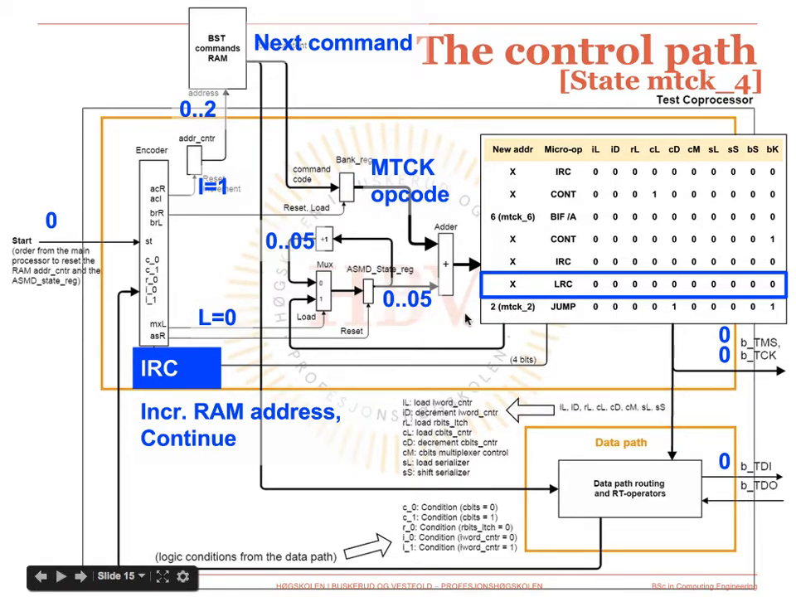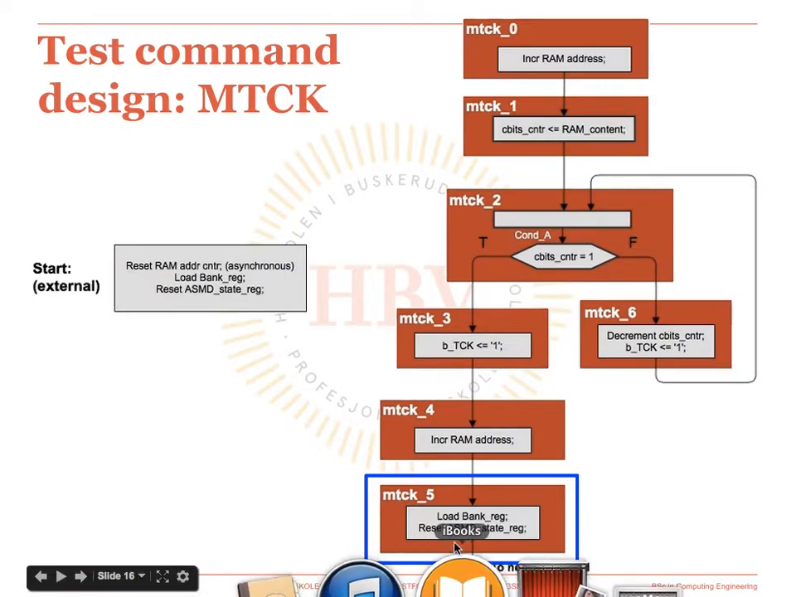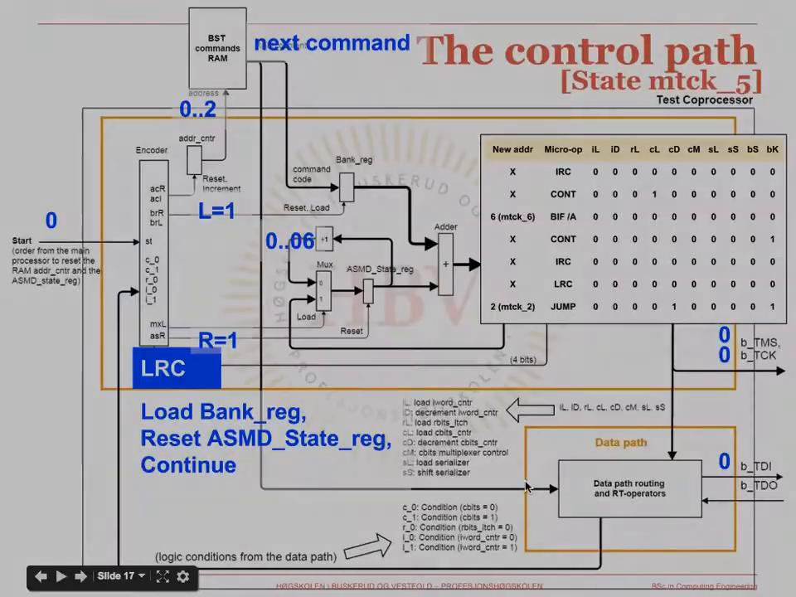state MTCK5. Notice that the next test command is already available and ready to be loaded into the bank register, and this will actually take place in state MTCK5, which leaves everything ready for the next test command to be executed. What is left to do now is simply to load the bank register with the new test command opcode and to reset the ASMD state register. Let's see how this happens.